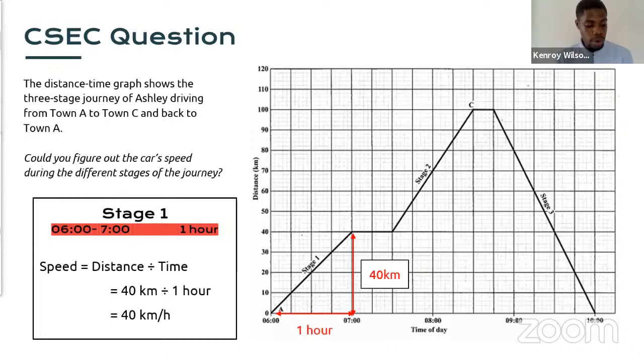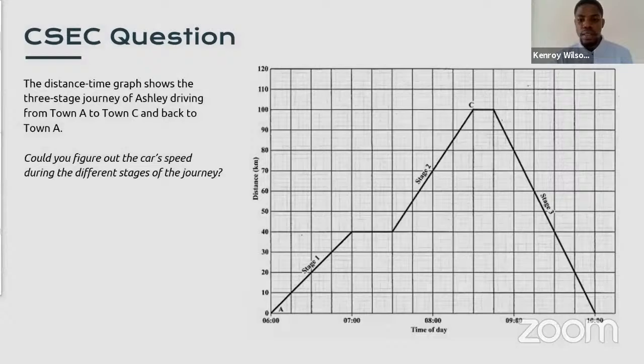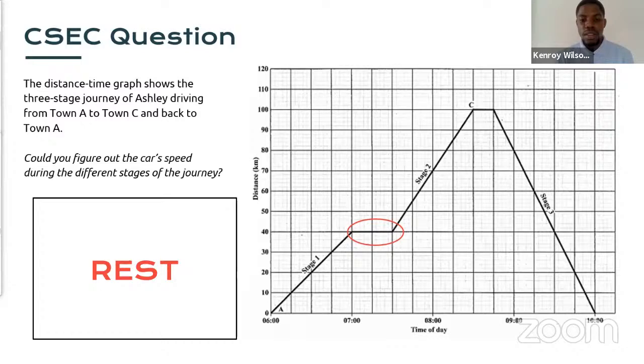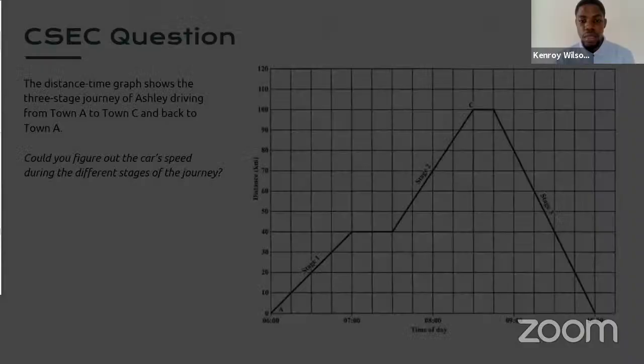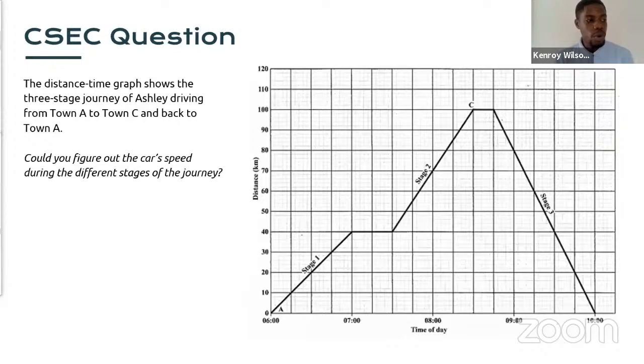Next up, let us look at stage two. And stage two is that other section where movement is taking place. You will notice that the middle section right there, the horizontal line, there's a circle going around it. It is showing that point, as we discussed, that point of rest, right? So in everything, rest is important. So here we go, stage two. What was the distance covered in stage two? What was the time elapsed in stage two?